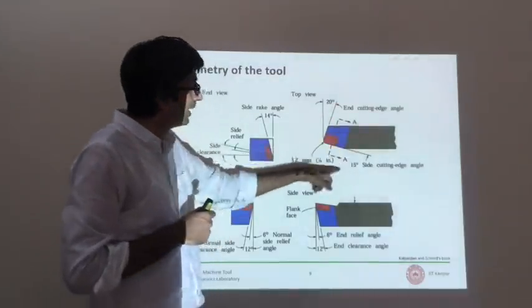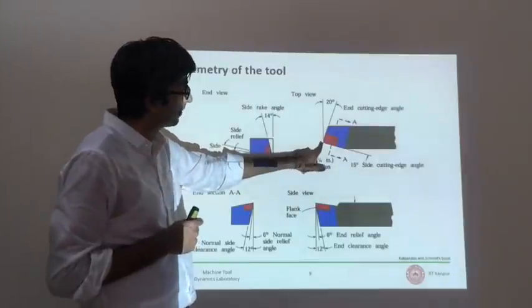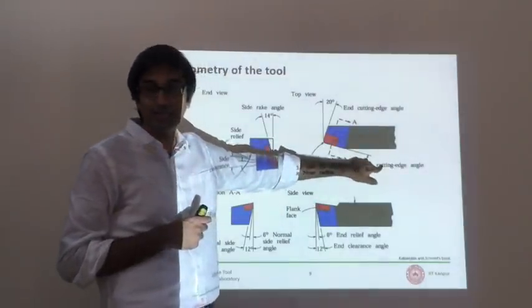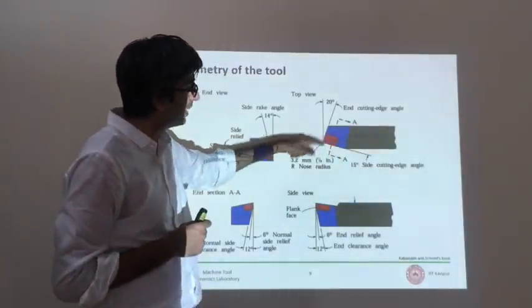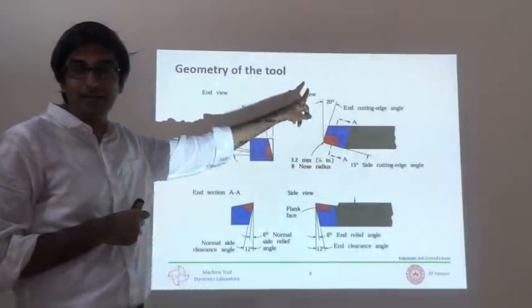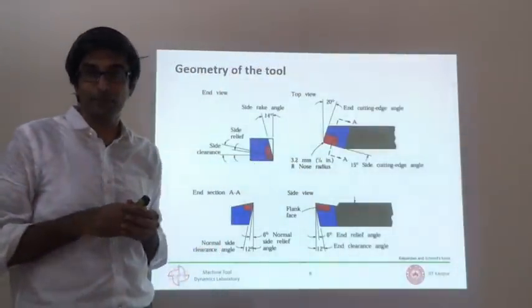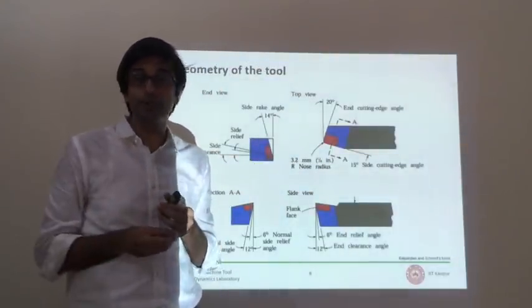So the 3 important parameters on the rake face you can see are, one, of course, what is called the side cutting edge angle. That is the angle that the cutting edge makes with this side. Then there is also something called the end cutting edge angle, which is the clearance, and there is something called the nose radius. So there is always a finite nose radius on the tool.